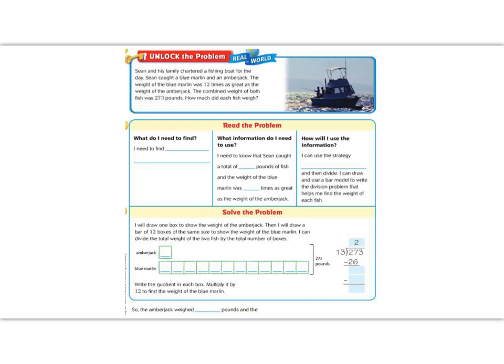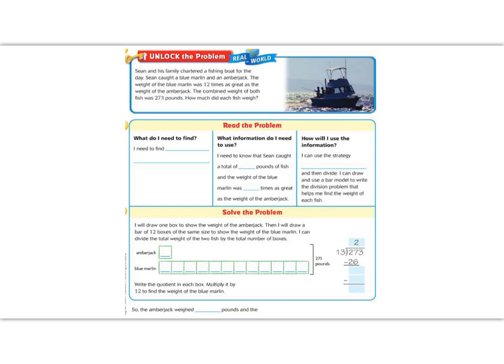Let's begin our lesson with the Unlock the Problem. It says, Sean and his family chartered a fishing boat for the day. Sean caught a blue marlin and an amberjack. The weight of the blue marlin was 12 times as great as the weight of the amberjack. The combined weight of both fish was 273 pounds. How much did each fish weigh?